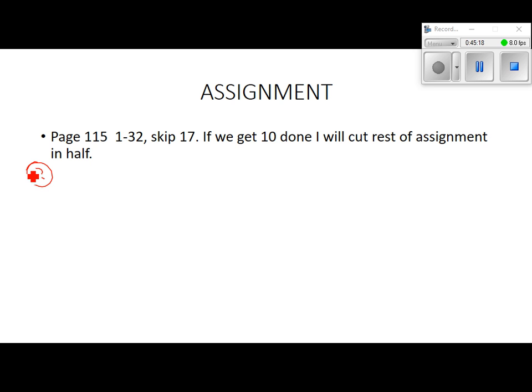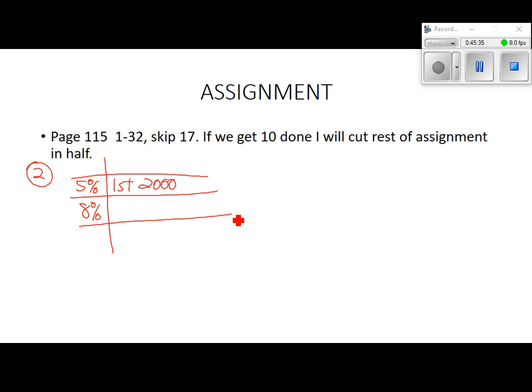Number two. So 5% on the first 2,000, 8% on anything over 2,000. 5%, first 2,000. 8%, is that what it said? Is it 8% over 2,000? How much did this person sell? 7,740.